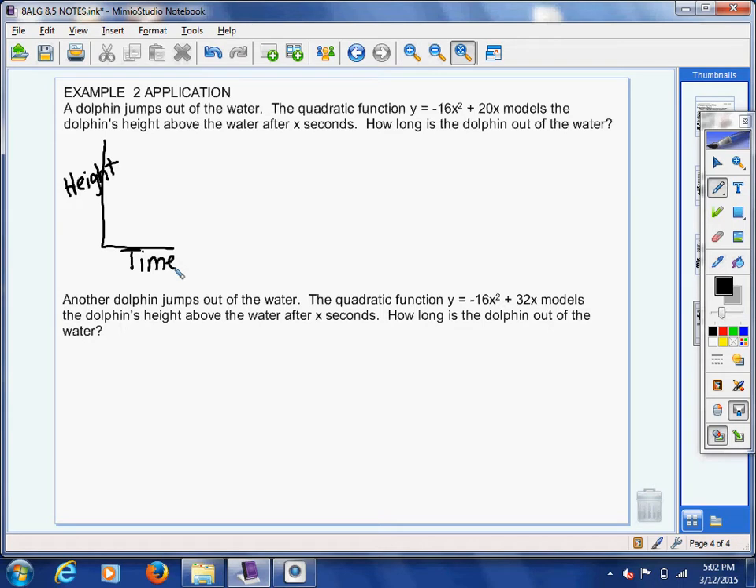So what we're looking for is, if it leaves the water here and we start the time and it does a little jump and then it comes back down, when does it go back into the water? That's what we're looking for right there. So we're looking for a specific 0. Not 0, 0, that's when it left the water, but when it landed seconds later into the water again.